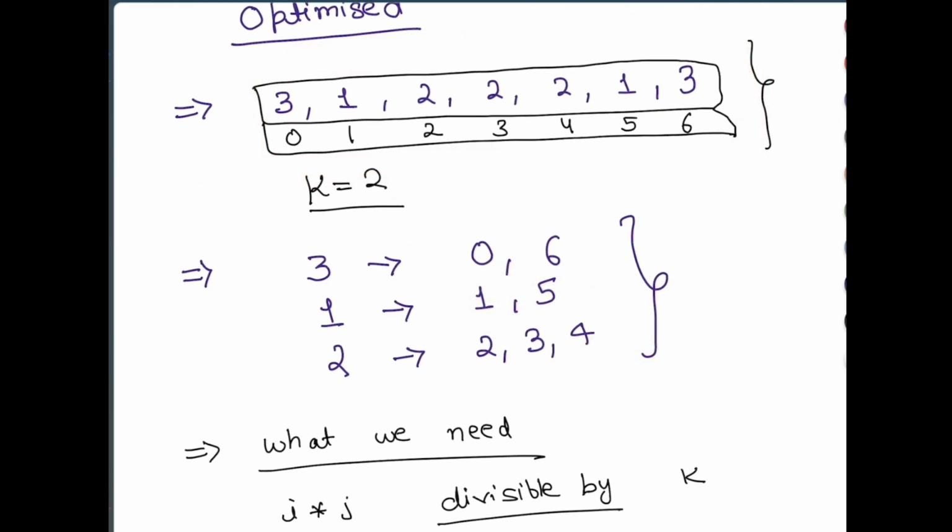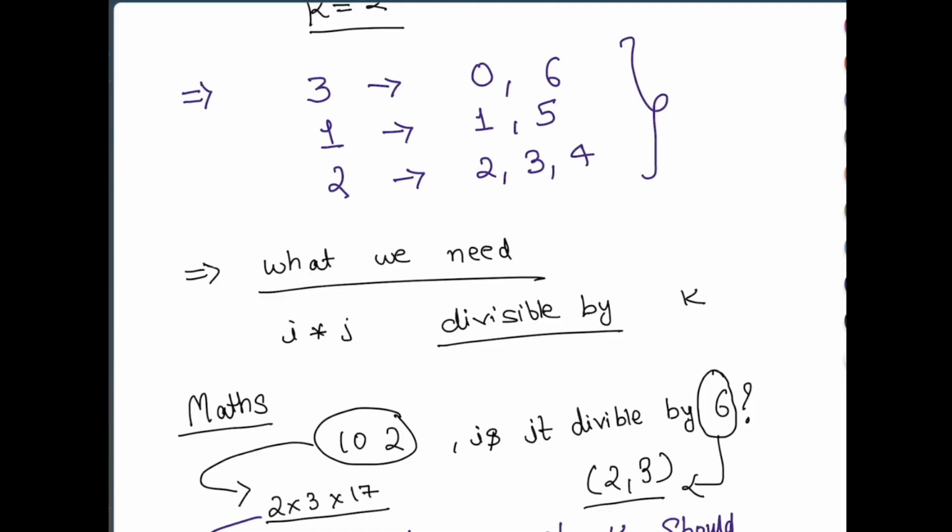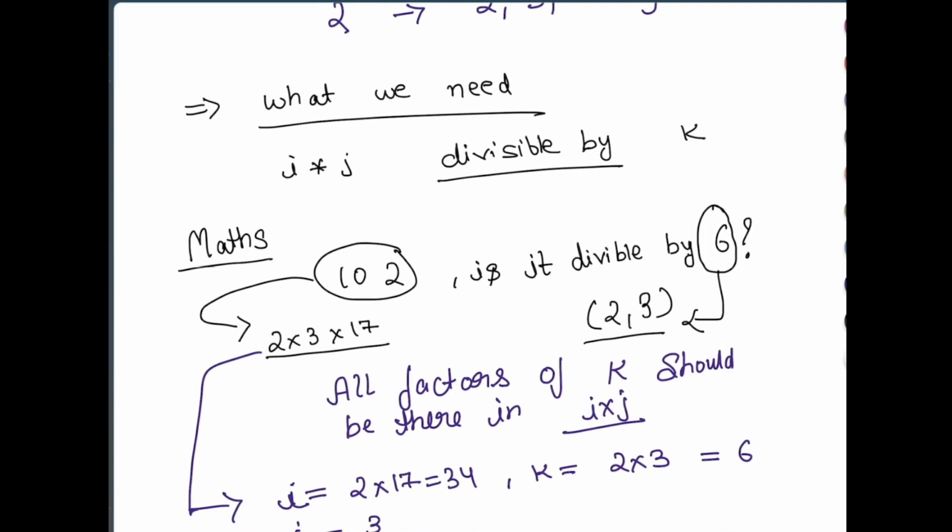We have already seen how we can get the output, but let us focus on the optimized version. We are going to apply a very important property of mathematics. Let's say I have a number 102. Now tell me one very simple question: if this is your number 102, is this number divisible by 6? So you would say yes, 102 mod 6 is equal to 0. So I know that this 102 is divisible by 6. But there is another way to find the same thing, whether 102 is divisible by 6.